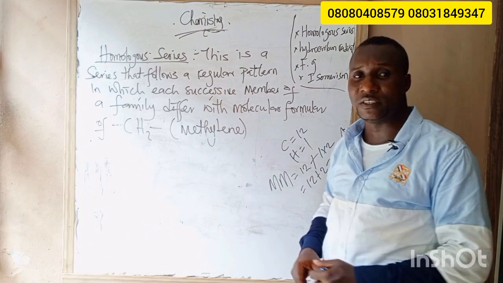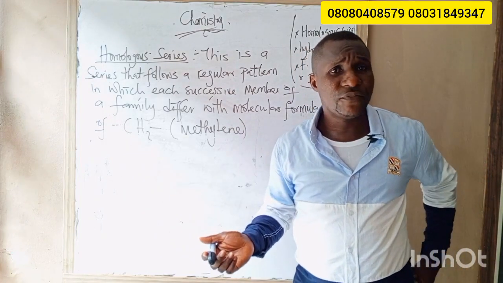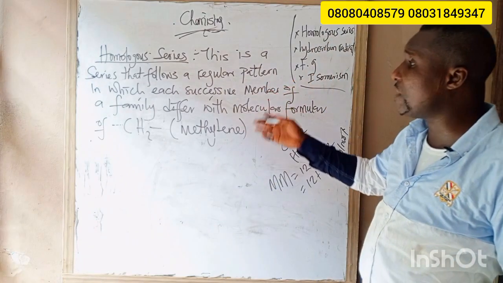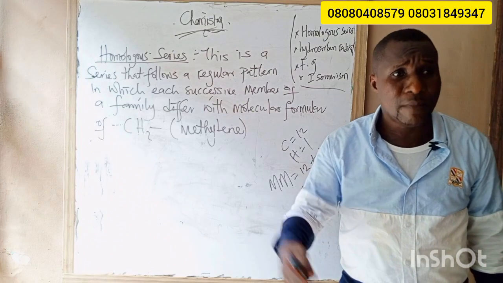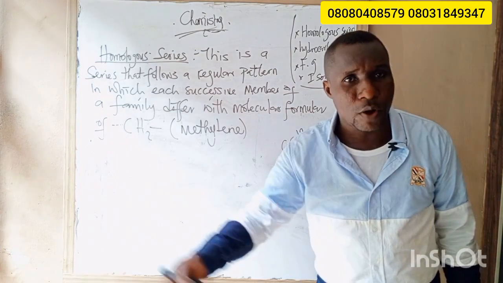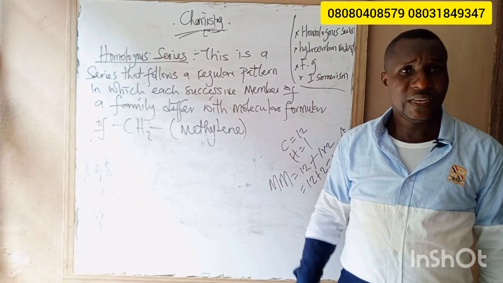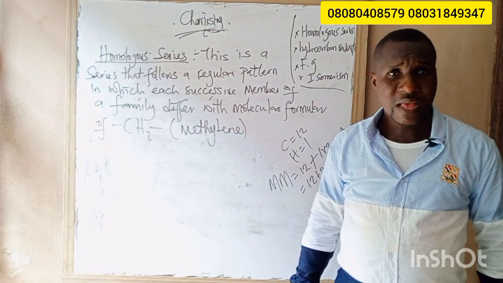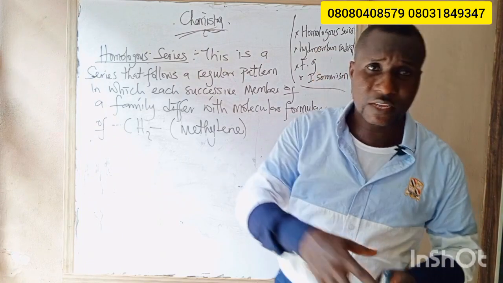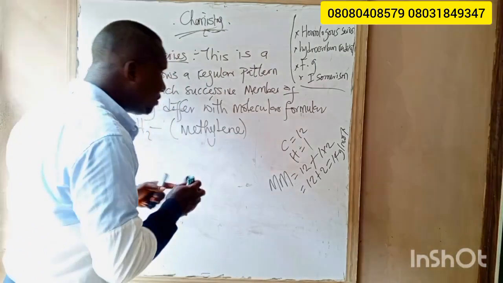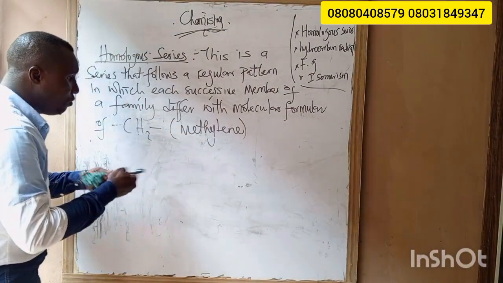This is homologous series. You can also give another definition of homologous series. It's a series that follows a regular pattern in which each successive member of a family has the same chemical properties, different physical properties, and the same general formula. I can take that as the characteristics of homologous series. Let us go.